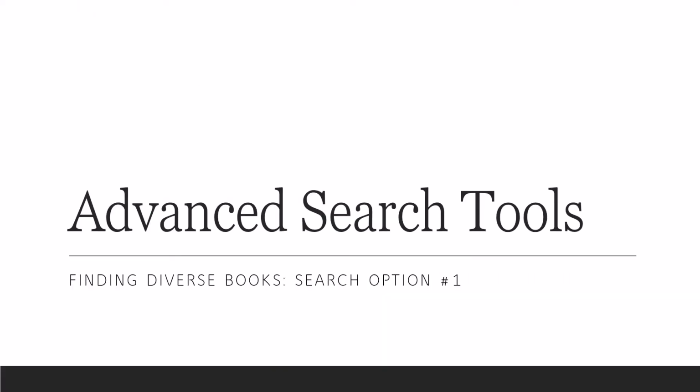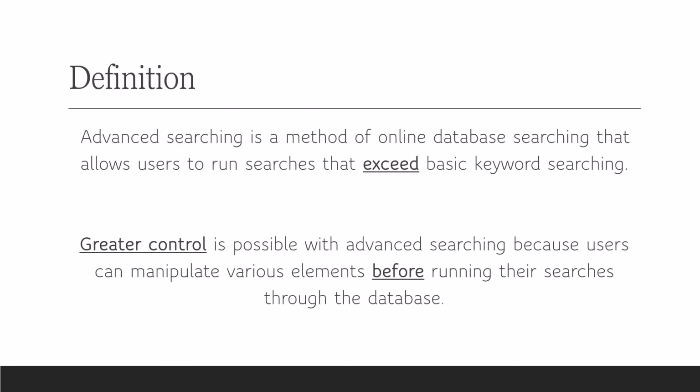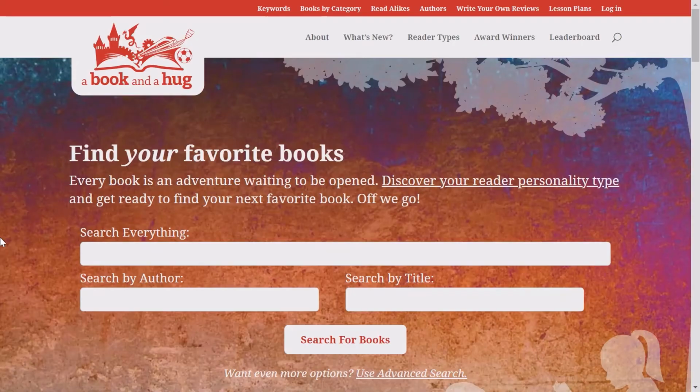The first search option that we will be looking at in this course is the Advanced Search Tools. Advanced searching is a method of online database searching that allows users to run searches that exceed basic keyword searching. Greater control is possible with advanced searching because users can manipulate various elements before running their searches through the database. Advanced search interfaces can be found on many popular websites and academic databases.